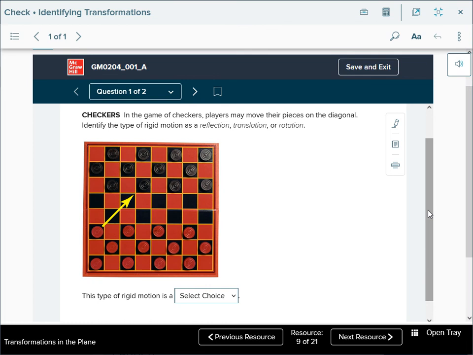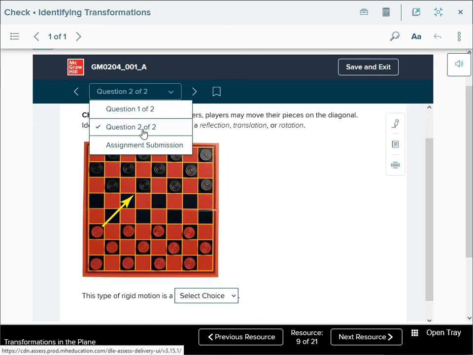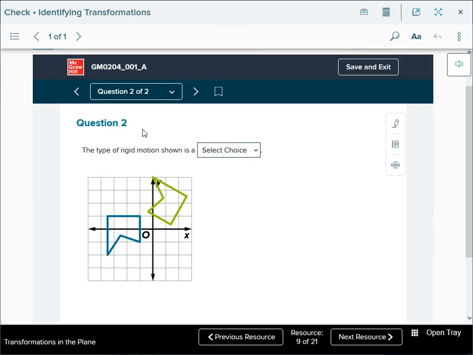What type of rigid motion are you doing if you move this checker piece? Sliding. What is that? Translation? Yeah, I'm gonna have to click it, otherwise it won't work. Let's go to question 2. What's this one doing? Rotation.